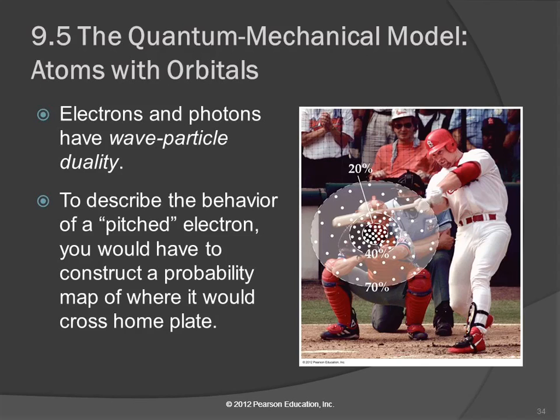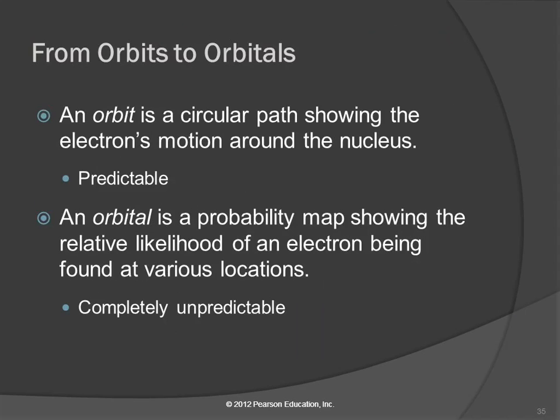Okay, it's hard to understand because anything that's large enough that we can see and manipulate cannot act like this. But electrons, like photons, act as waves and as particles. And so we call this wave-particle duality.